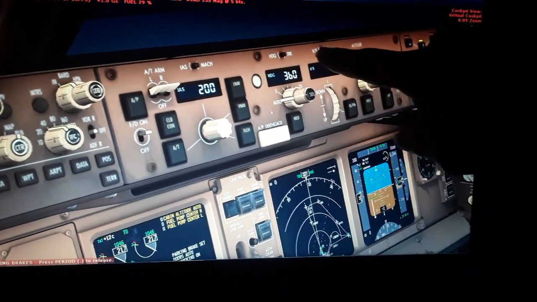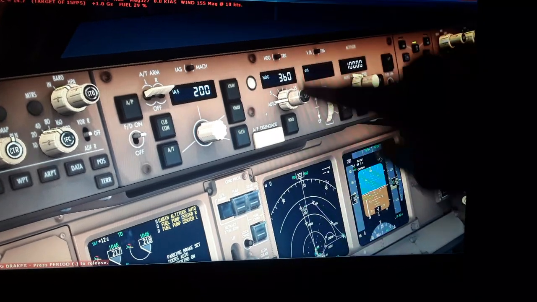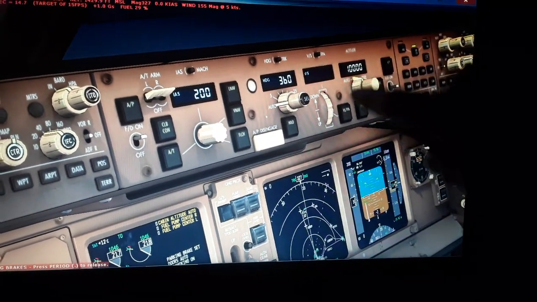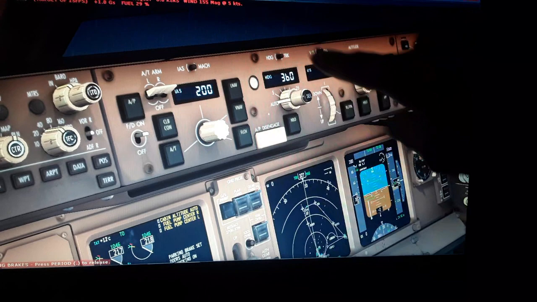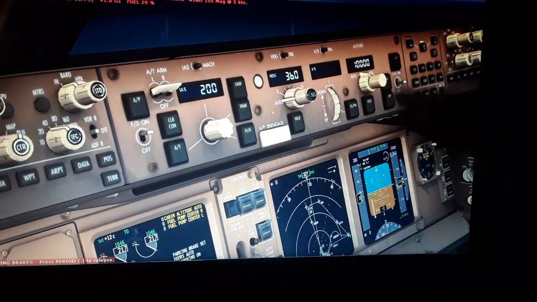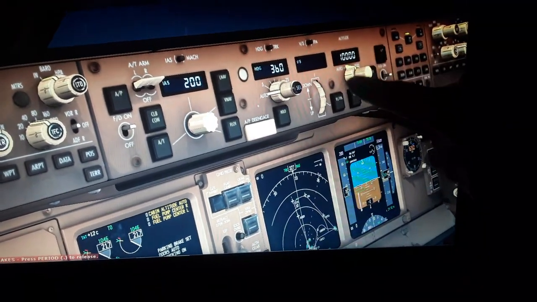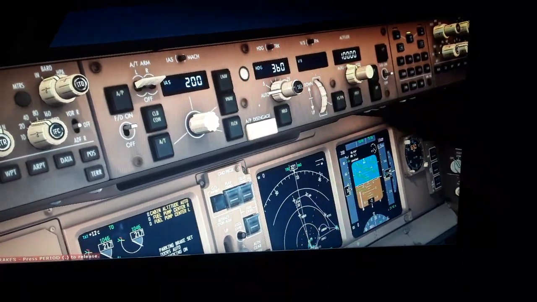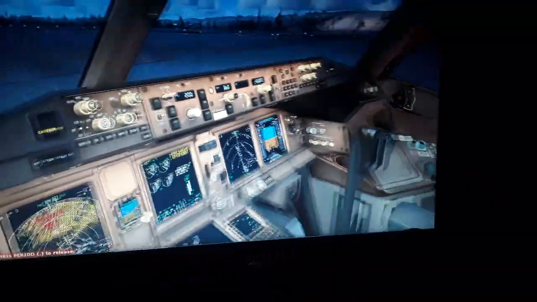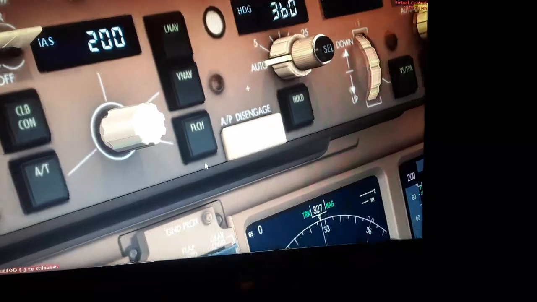You can select on heading here, and the vertical rate of climb and descent of the aircraft, and also the flight path angle, trigonometric angles in decrease, the steepness of the climbs and descents, and the altitude select, and also the localizer and the approach switch for the autoland. So we're gonna see all these switches.